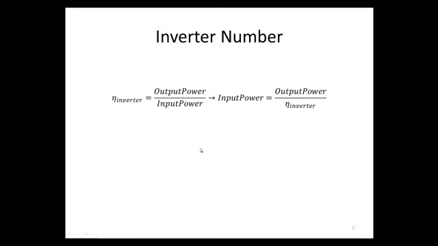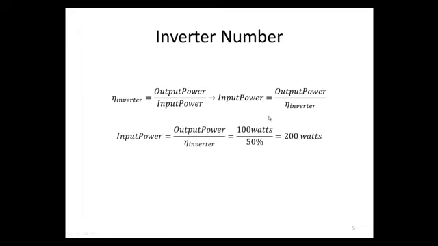So if we remember, the general efficiency equation is that the efficiency equals the output power over the input power. Since we know from the previous slides the output power of the inverter and the efficiency of the inverter, we solve for the unknown, which is input power. So input power equals output power divided by the efficiency of the inverter. Then we plug in what we knew from the first slide: the output power was 100 watts and the efficiency was 50%, so we get an input of 200 watts.